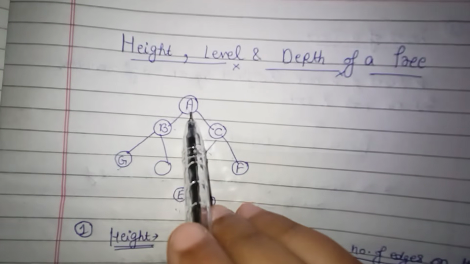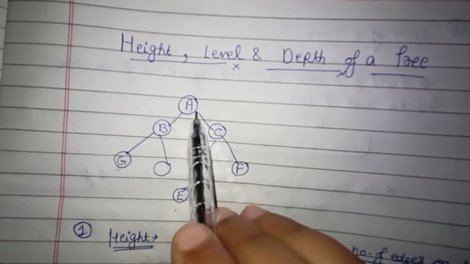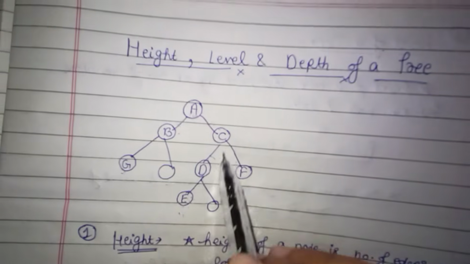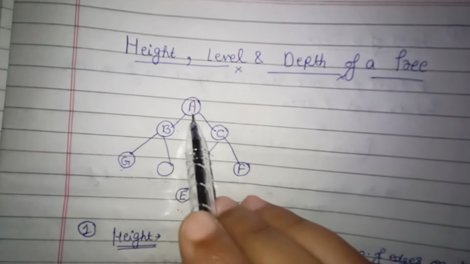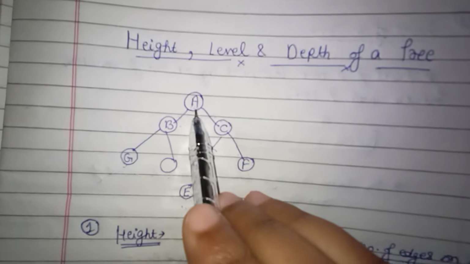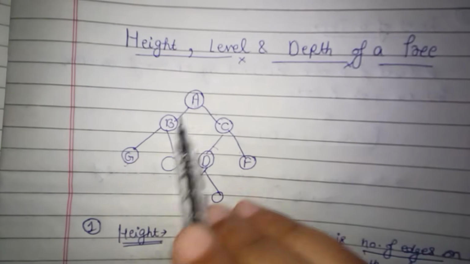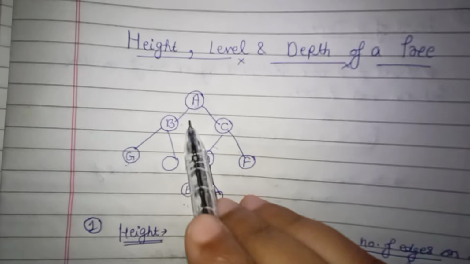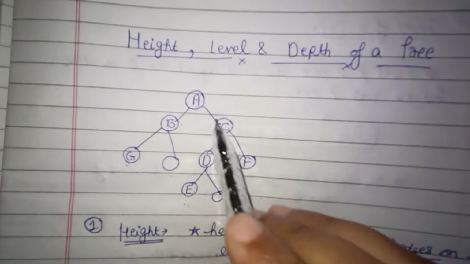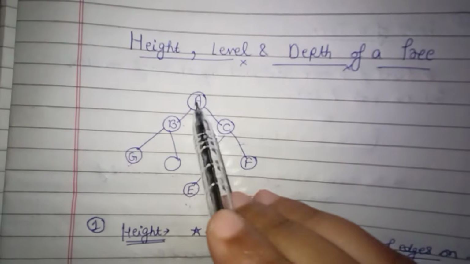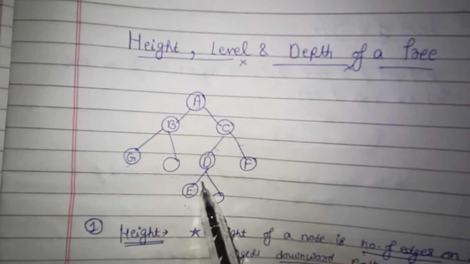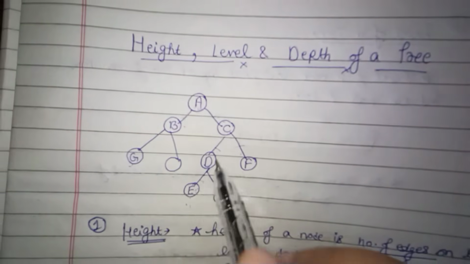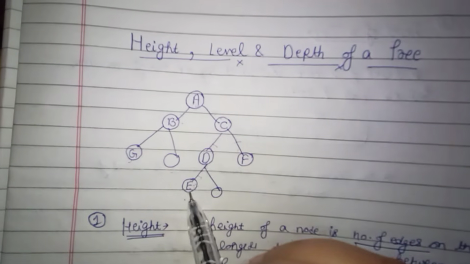So you have three choices in the case of A: A to G, A to E and A to F. Okay, but we will see which has the maximum number of edges. From A to G you have two edges, 1 and 2. From A to F also 1 and 2 edges, but from A to E, 1, 2 and 3 edges you are getting. So the height of A would be 3.